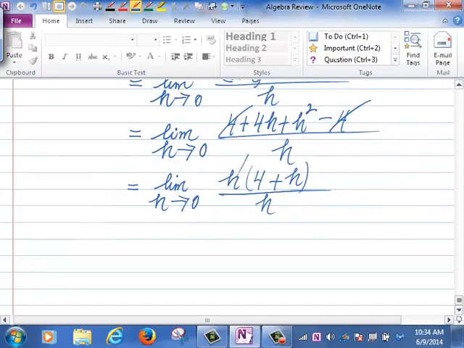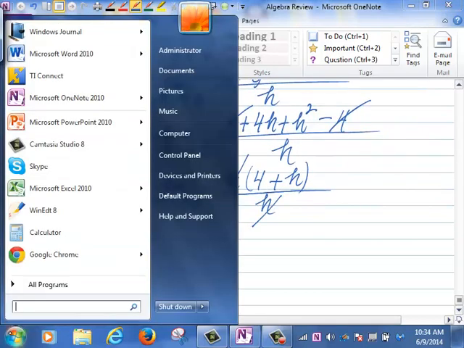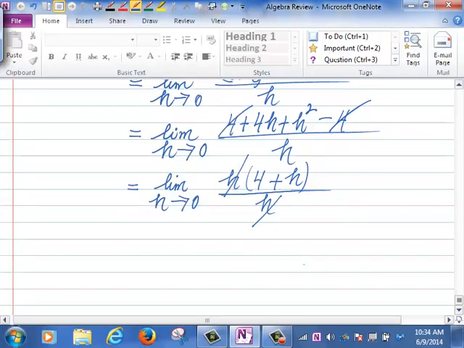And now I can cancel out h. Once I cancel out h, I can plug in 0 for h and get what? The limit is 4 again. Okay, so both of these forms can be used to find the limit. You can choose which one you would want to use.